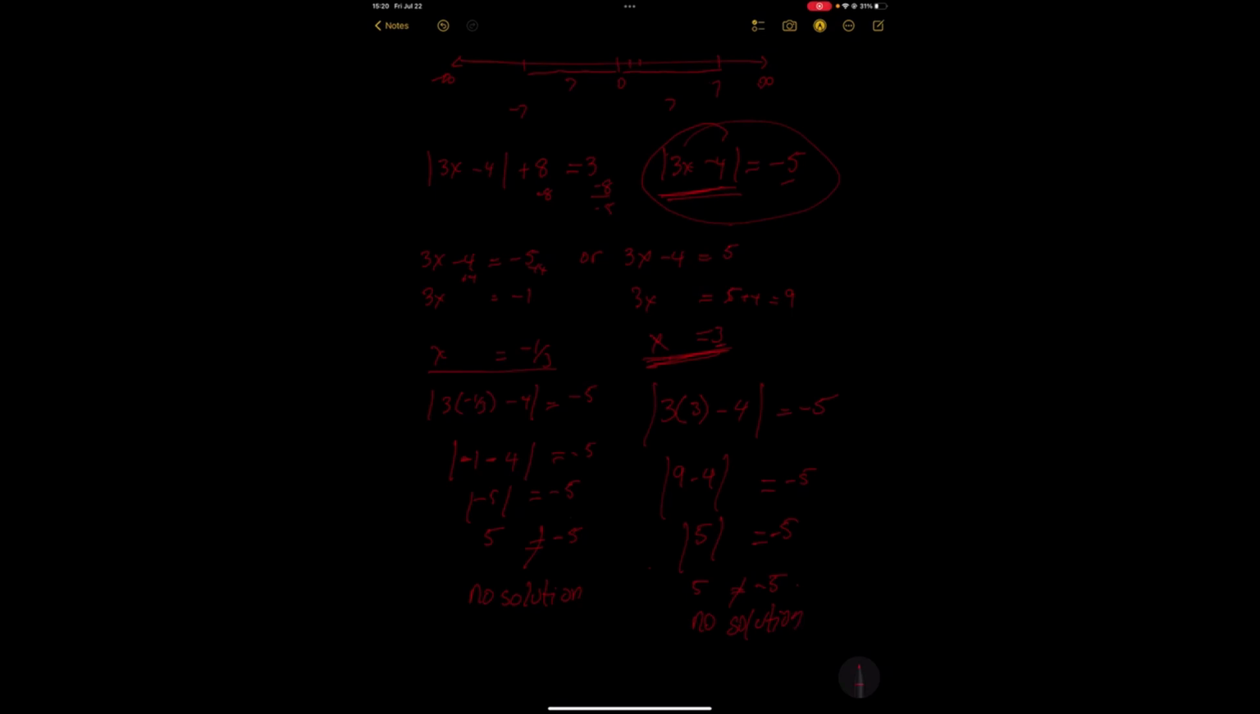So even though we got x equals negative 1/3 and x equals 3, those answers do not satisfy the equation, because every time we get to the solution, in this case and in this case, we get an absolute value equal to a negative, and of course absolute value can never be negative. Therefore, our answer is no solution in both cases.